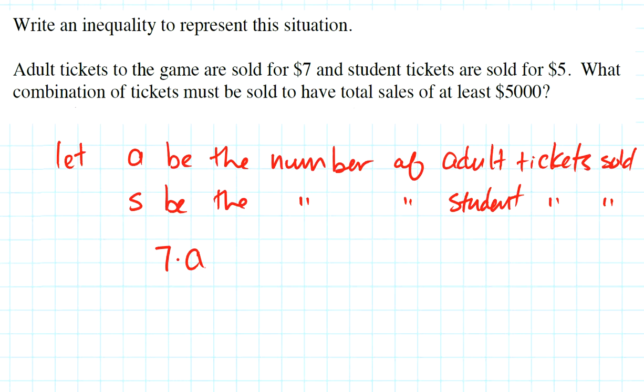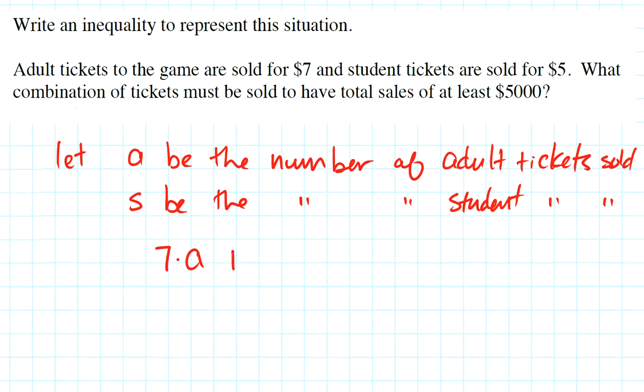how much money I make for selling A adult tickets. So if I sold no adult tickets, that would be $0. If I sold 1, it would be $7. If I sold exactly 4 adult tickets, that would generate $28. So that expression 7A is equivalent to the amount of money generated from selling adult tickets.